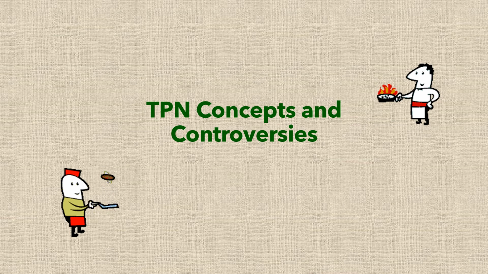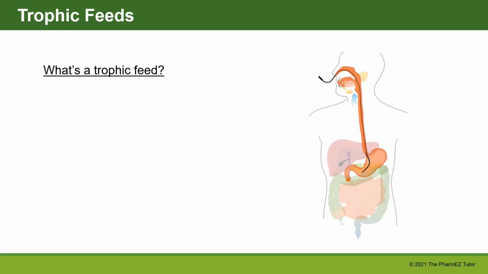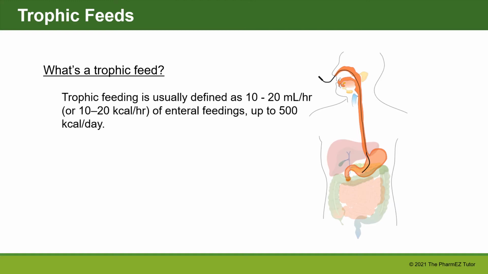Let's spend a few minutes talking about some concepts and controversies surrounding TPN. What's a trophic feed? Trophic feeding is usually defined as 10 to 20 mLs per hour or 10 to 20 calories per hour of enteral feedings, up to 500 calories per day.